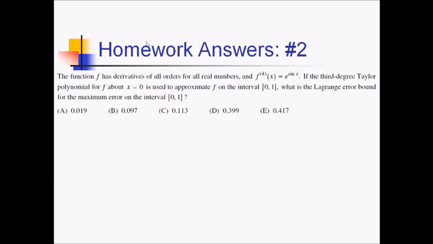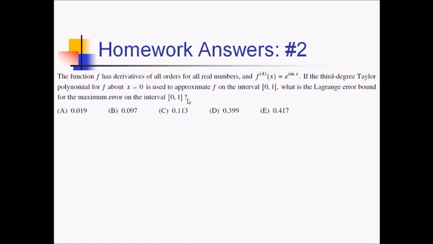For this problem, we have a function with all derivatives for all real numbers, and its fourth derivative is e to the sine of x. If a third degree Taylor series about x equals 0 is used to approximate on the interval 0 to 1, what is the Lagrange error bound for the maximum error on this interval?